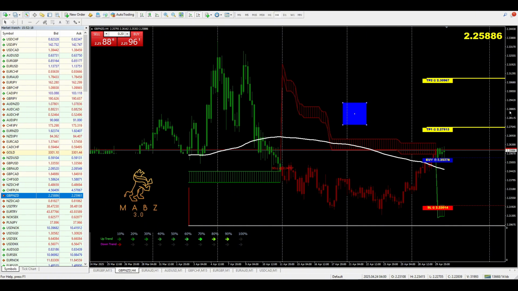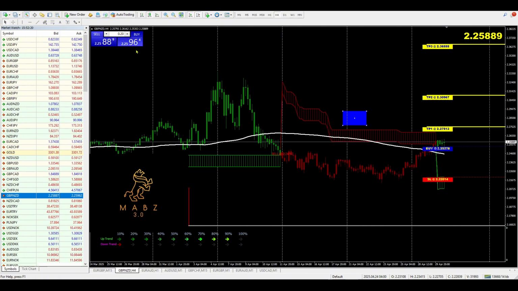So if we were to enter into this trade, we'd open up our buy trade where the market is. We can use the stop loss that the system recommends for us, and then we can use the take profit levels that the system gives us. You guys can see that we've got TP1, we've got TP2, and then we've got TP3. And then just like that, guys, you have your buy trades.